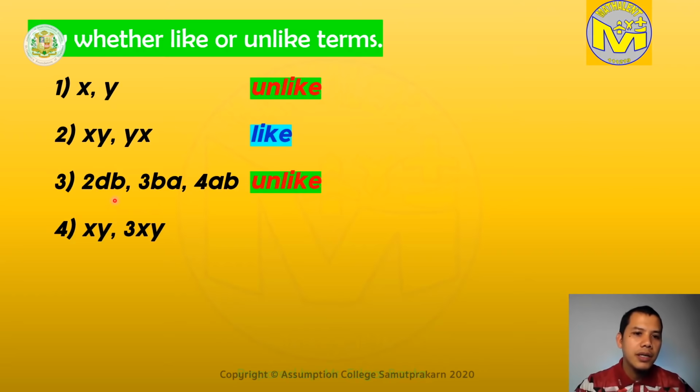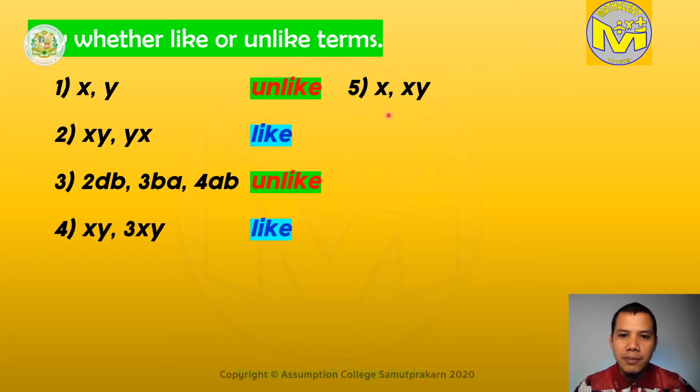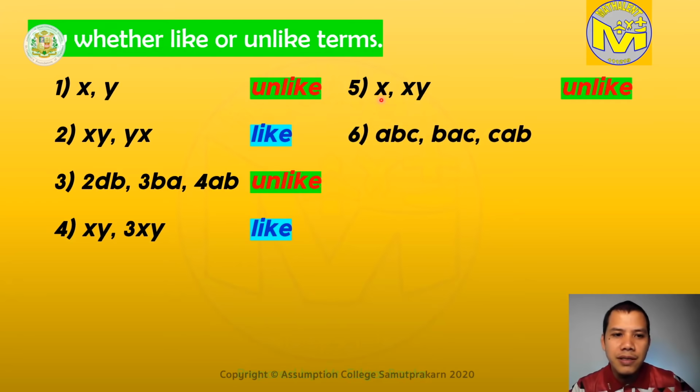Number 4. It is similar to number 2. I think you know the answer. Yes, it is like fractions. No, like terms. I'm sorry. Number 5. X and XY. Very obvious. It is unlike terms because we have just X and here XY. Even though there's an X here, here just x doesn't have y. So, they are unlike.